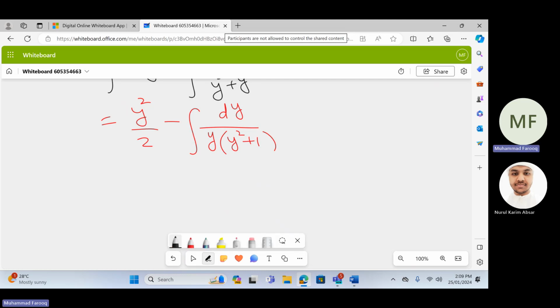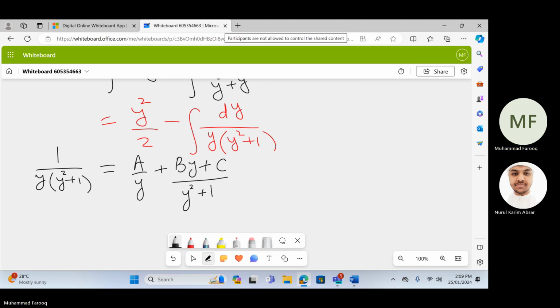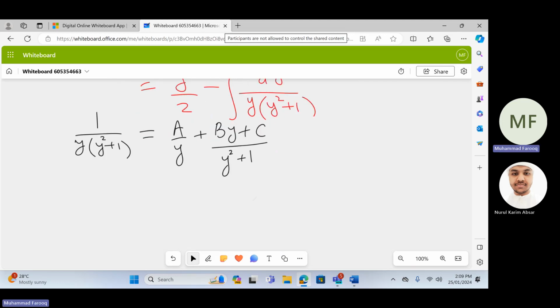Start decomposition. 1 over y times (y squared plus 1) is equal to. Yes, after factorization, you get two factors. What are their nature? One linear and one quadratic. So for linear, how? A over y, plus for quadratic, By plus c, divided by y squared plus 1. You understand? Very good.